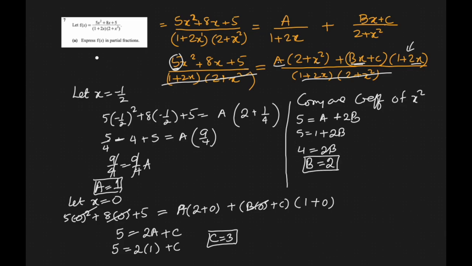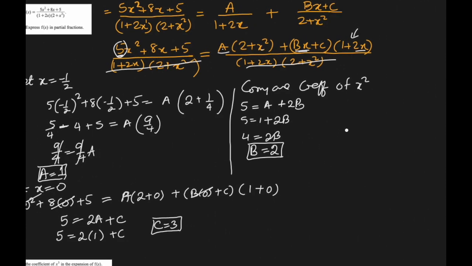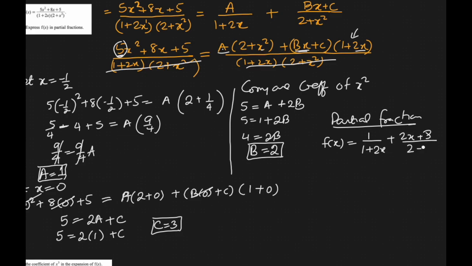But this is not enough. They said express f(x) in partial fraction. We got a, b and c, but we did not finally write the answer. So let's write finally the answer. So partial fraction is f(x) equal to a is 1 over 1 plus 2x, plus b is 2x plus 3, which is c, divided by 2 plus x square. This is the partial fraction.